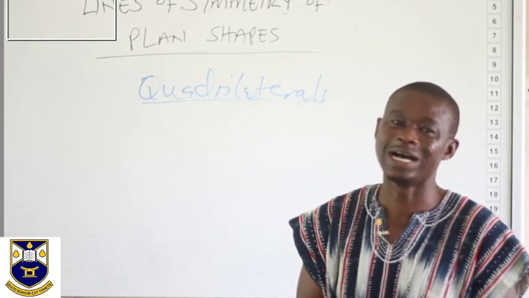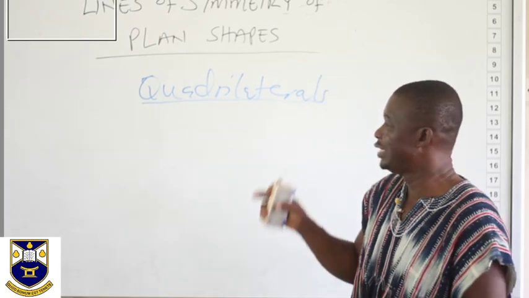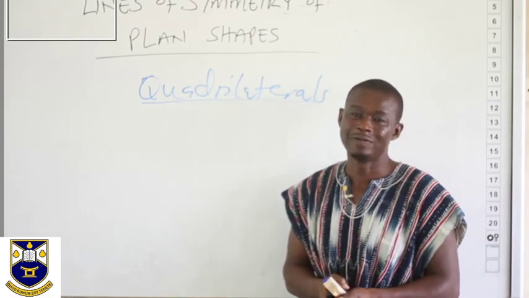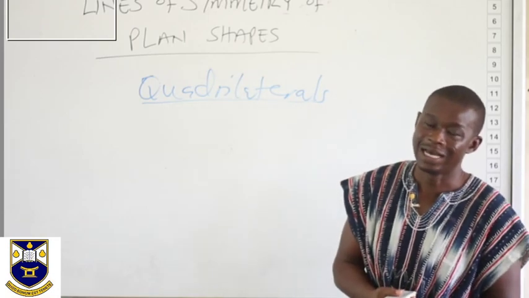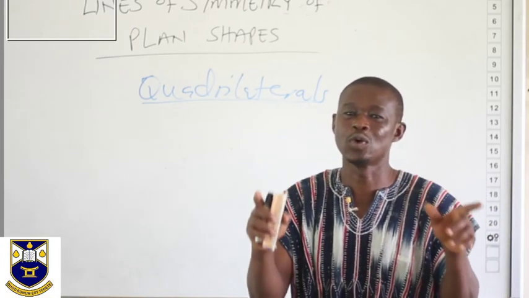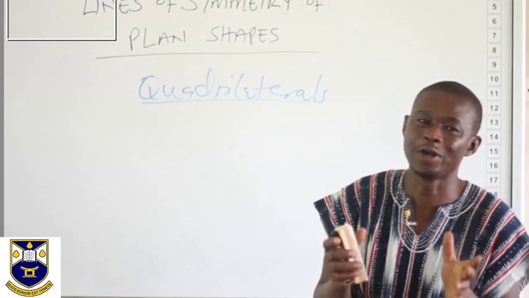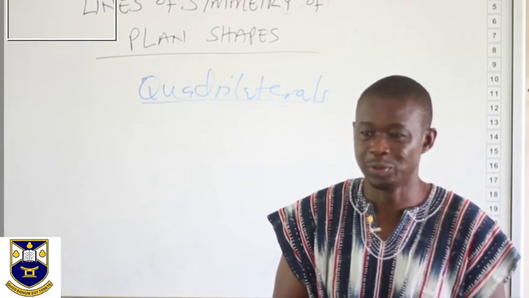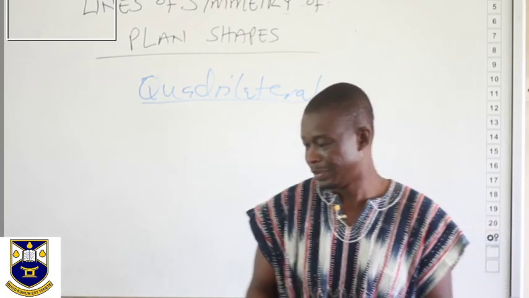Now, just as we have in triangle, we also have different types of quadrilaterals. One of them is called a square. A square has four equal sides and four equal interior angles. We will see some shortly.